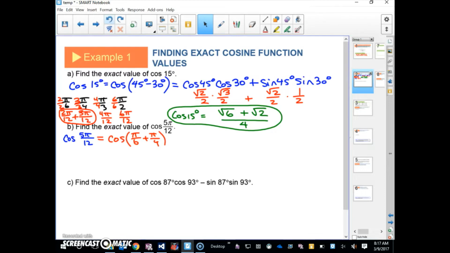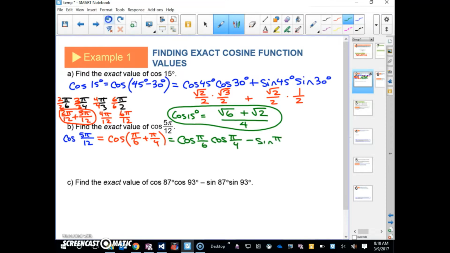Pi over 6 plus pi over 4 is the same thing as 2 pi over 12 plus 3 pi over 12. And so you convert my problem, my cosine 5 pi over 12, into a sum, cosine of pi over 6 plus pi over 4, and then use your cosine sum formula. Cosine sum says cosine of the first one, cosine of the second one, minus sine of the first one, sine of the second one. So the hardest part for me is getting that fraction, getting that common denominator, finding that sum.